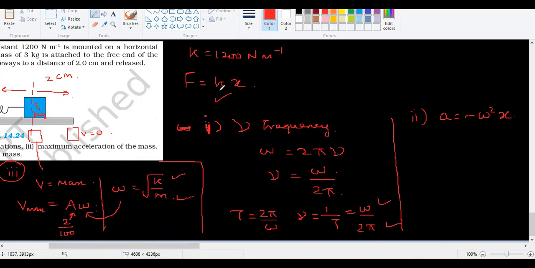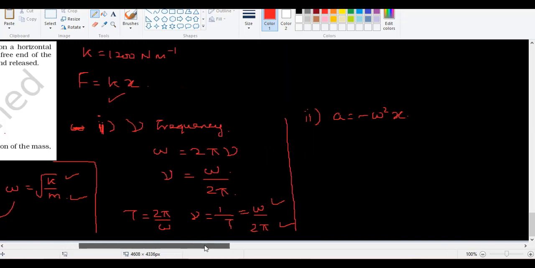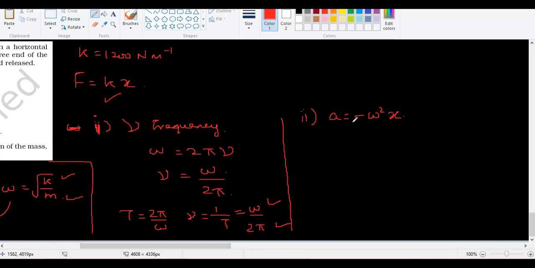So the maximum acceleration will happen in the extreme location. Okay. Everyone listen carefully. Why extreme location? As x increases, acceleration also increases, which means the maximum acceleration will happen at maximum displacement. Everyone okay with that? Ankita, do you follow? Yes, sir. Maximum acceleration at maximum displacement. That means maximum displacement is 2 centimeter.